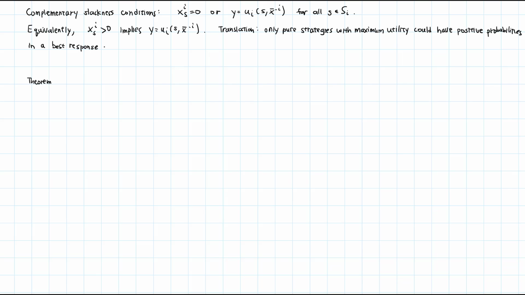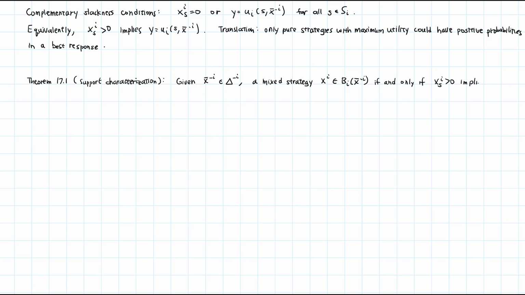So that gives us the following theorem, which is the support characterization theorem. Given a fixed strategy for the other players x bar minus i, a mixed strategy x_i is in the best response function for player i if and only if x_Si greater than 0 implies that S is a pure strategy of maximum utility against x bar minus i.